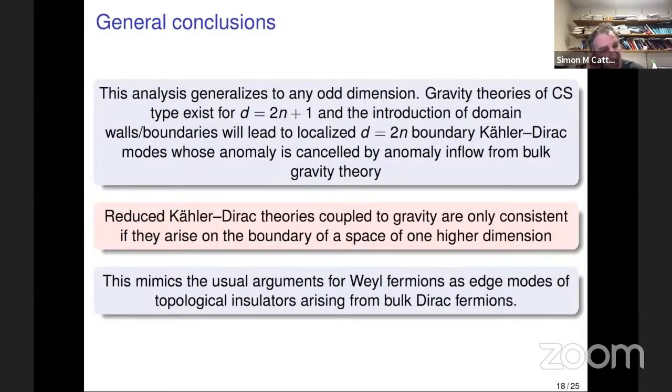And so you can get reduced Kaehler-Dirac theories this way, consistent theories this way. And as I said before, it mimics the usual arguments for Weyl fermions as edge modes of topological insulators. So it's an amusing generalization or extension of the normal situation for topological insulators.